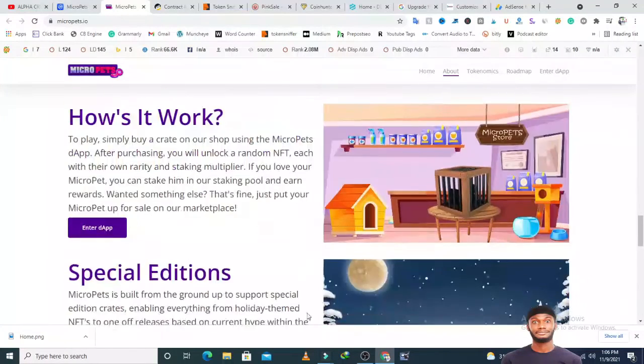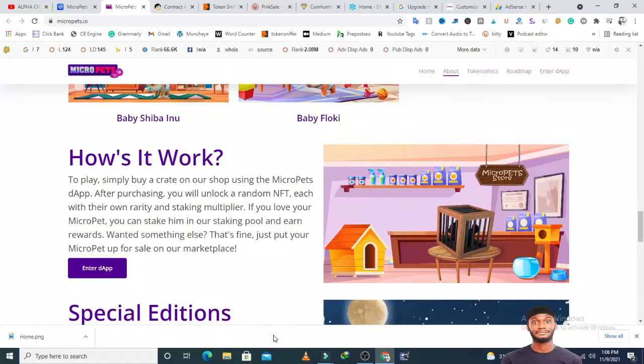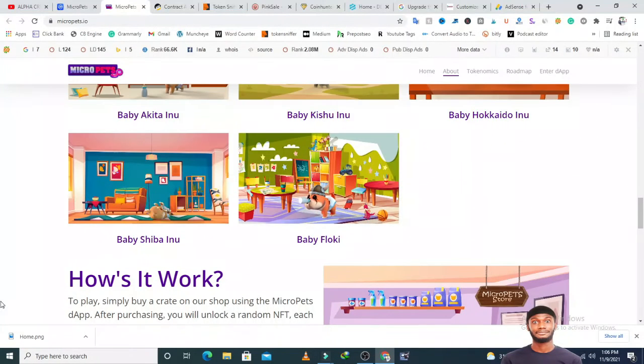This is so beautiful. I think these guys, the people that created this project, have spent so much to actually come up with something beautiful like this. And this looks very professional. Baby Shiba Inu and Baby Floki.